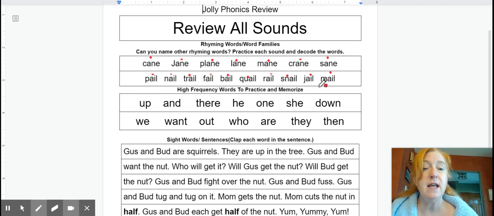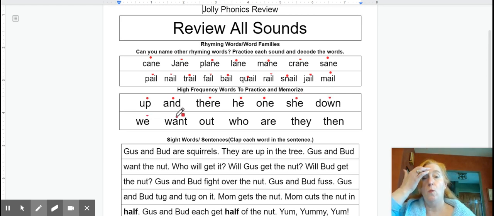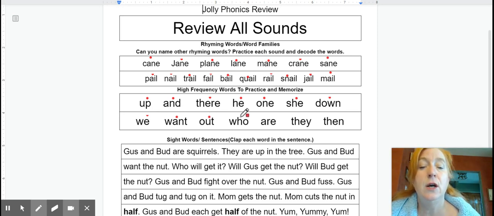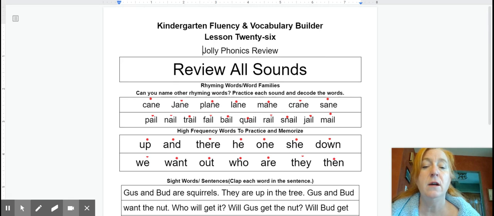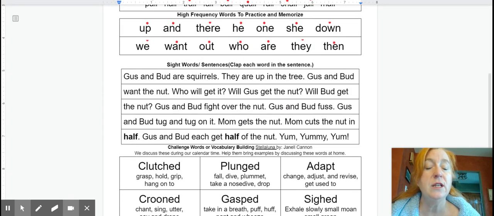Okay, next thing is to memorize these sight words here. We have up, and, there, he, one, she, down. We, want, out, who, are, they, and then. Remember, sight words are hard for you to decode sometimes. They don't always sound like they should. So make sure that you are trying to learn these by sight, just by looking at them and knowing them.